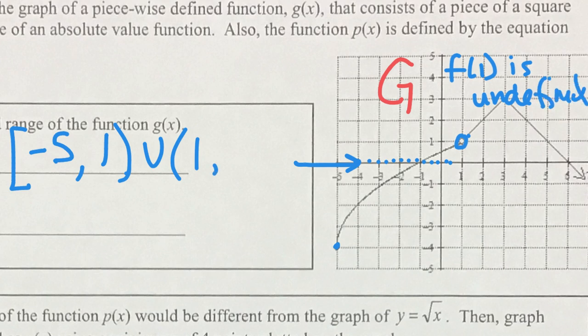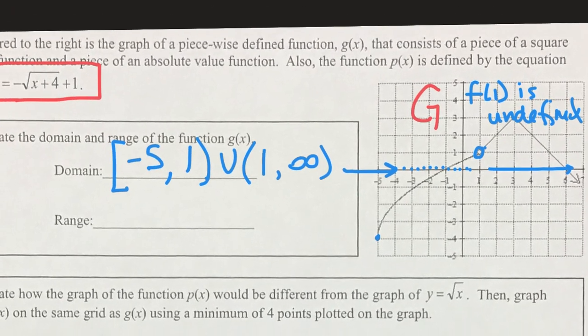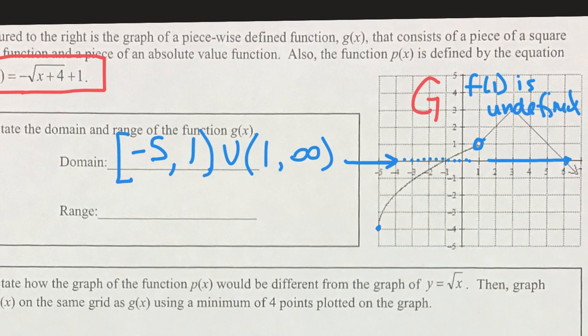So we jump over there, and once we get on the right side of 1, the arrow says we go on to infinity. So we have a two-part domain: to the left of our open circle, and then to the right of our open circle. Okay, and then the range.